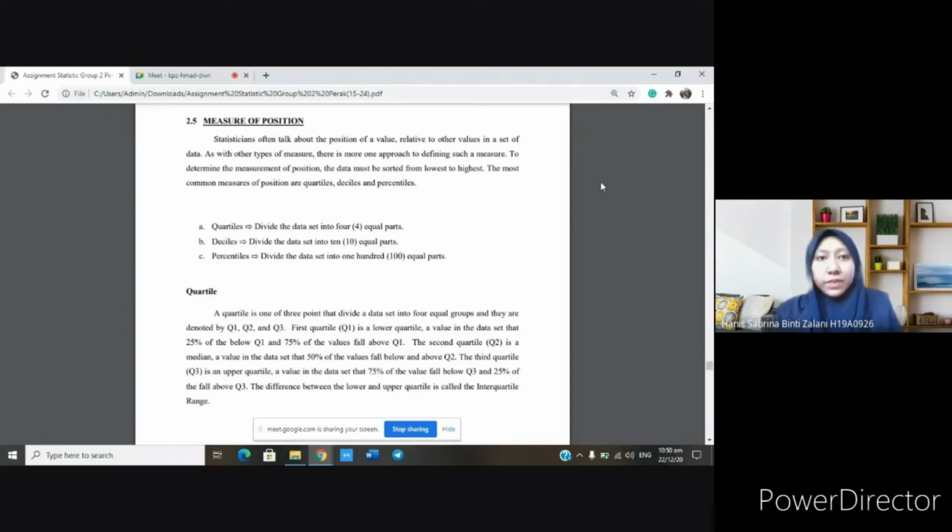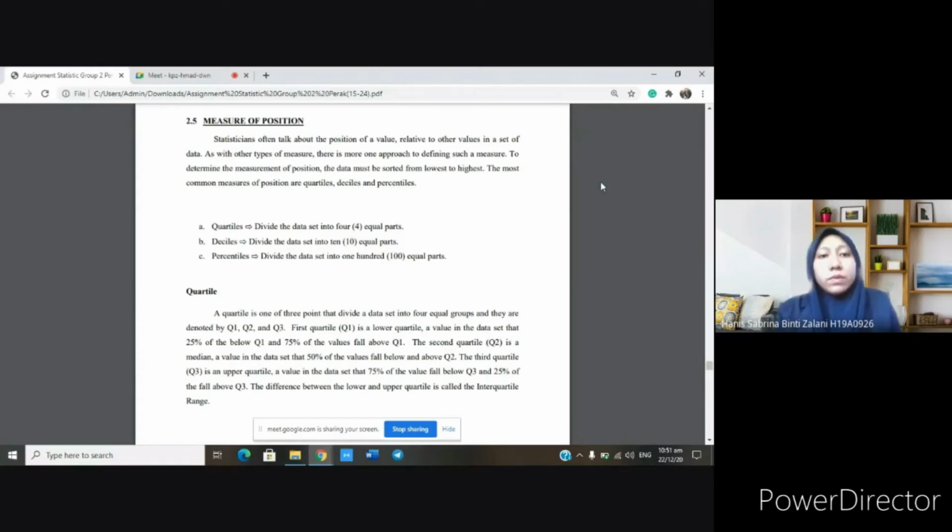Statistics often talk about the position of a value relative to other values in a set of data. As with other types of measure, there is a wide approach to define a measure to determine the position. The data must be sorted from the lowest to highest. The most common measures of position are quartile, decile, and percentile.